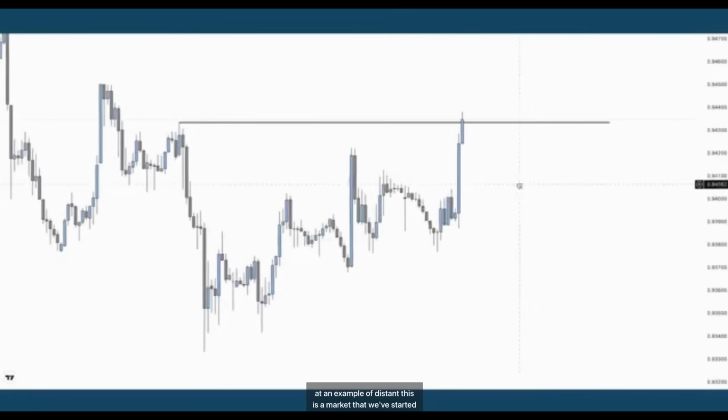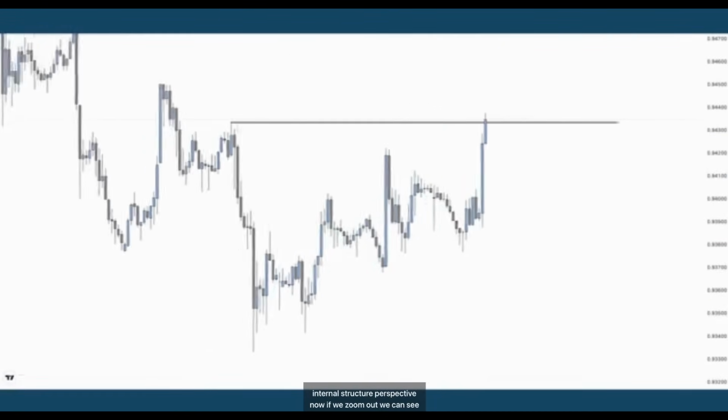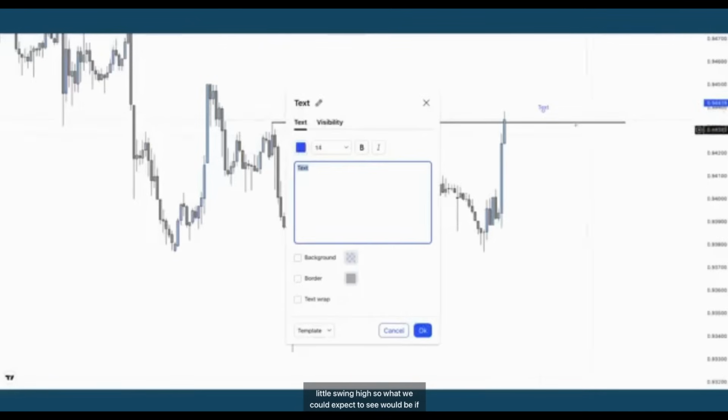Let's take a look at an example of this then. This is a market that we've started to see pushing up in some bullish price action. Okay, we're getting some higher highs and higher lows forming from an internal structure perspective. Now, if we zoom out, we can see that overall, this is a downtrending market, right? So the larger picture is bearish, and then this smaller picture is bullish, where we're currently getting these higher highs and higher lows.